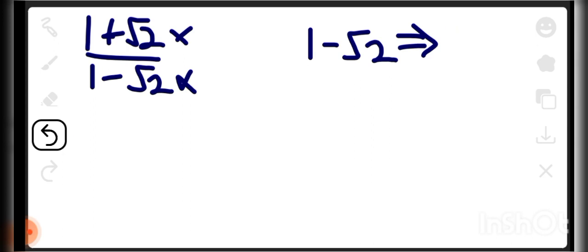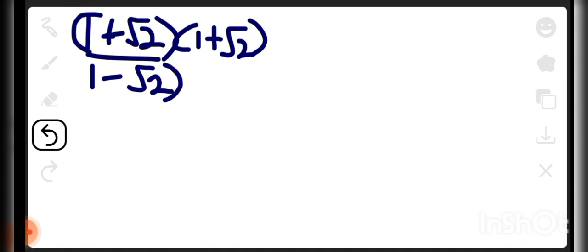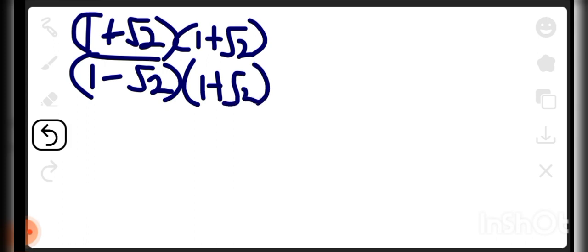So let's go and get the stuff now. I'm going to multiply this upper side with 1 plus root 2, and multiply this down side with what? 1 plus root 2. Now, why are we multiplying with 1 plus root 2? Because that is the conjugate of this. It's not because we have it in the numerator. No, that's just an accident. So it's not always going to be like that. So let's just multiply.